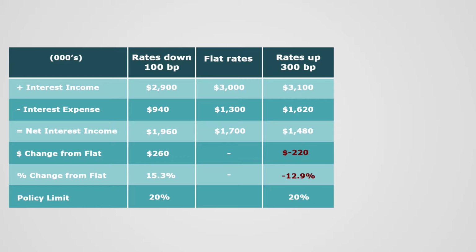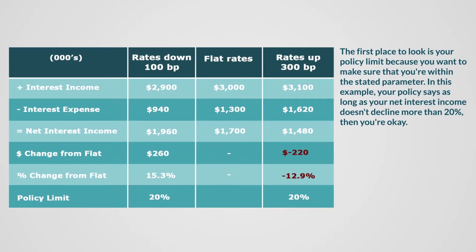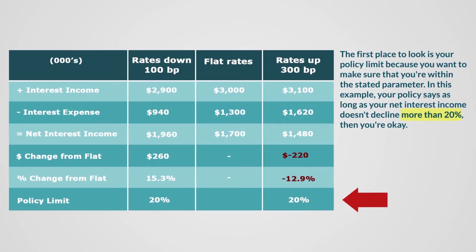Now that we know the potential impact to net interest income given various rate environments, what do you do with it? The first place to look is your policy limit, because you want to make sure that you're within the stated parameter. In this example, your policy says as long as your net interest income doesn't decline more than 20%, then you're okay. It would be beneficial to take this a step farther and look at past trends.